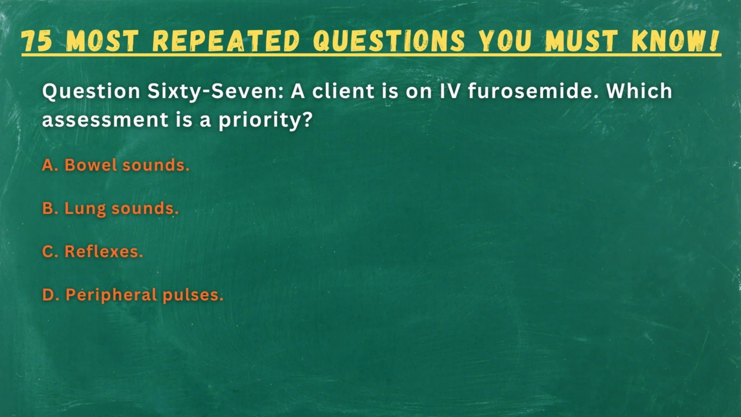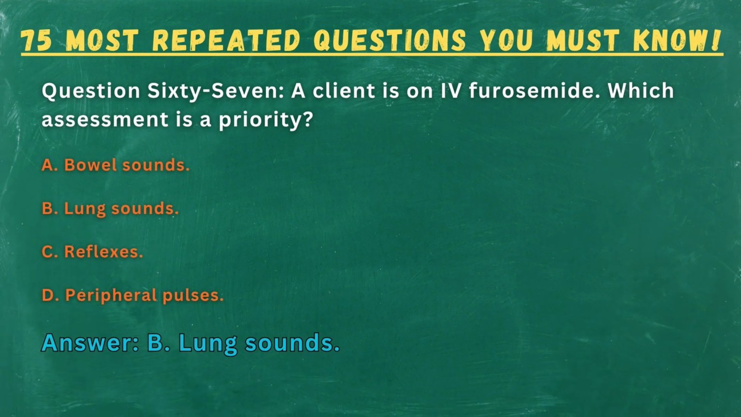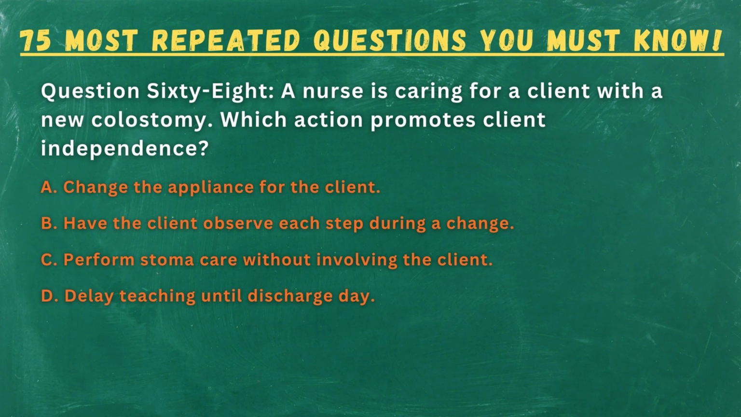Question 67. A client is on IV furosemide. Which assessment is a priority? A. Bowel sounds. B. Lung sounds. C. Reflexes. D. Peripheral pulses. Answer: B. Lung sounds.